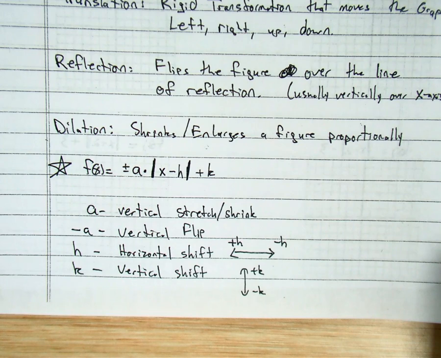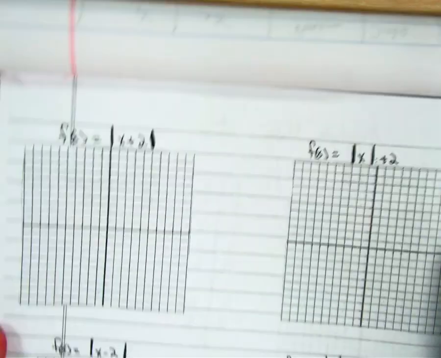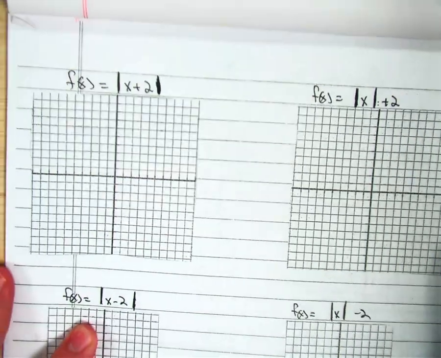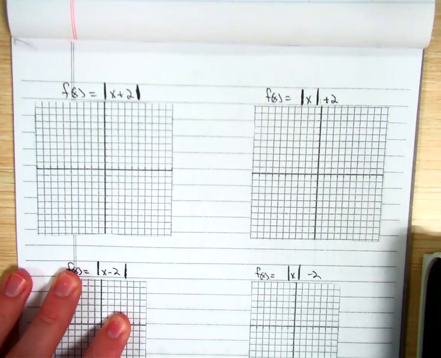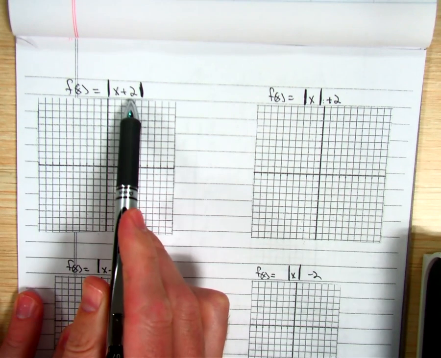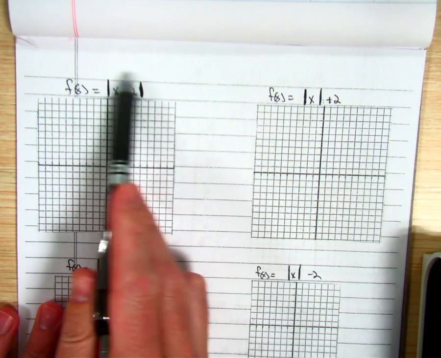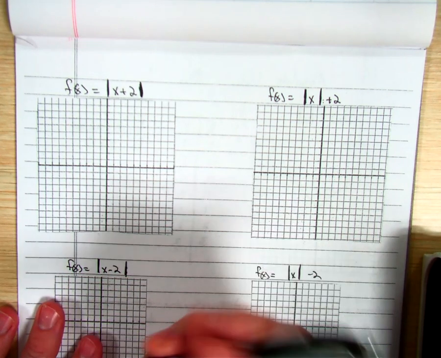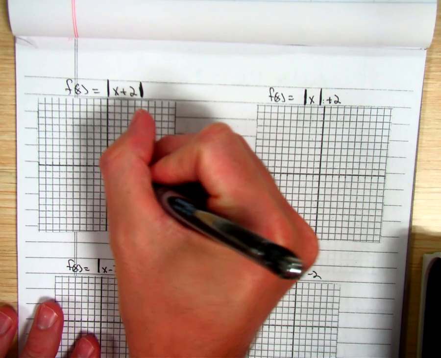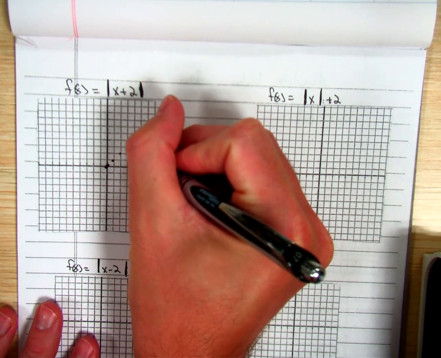Let's put that to use here. Flip it over. All right, our first one, we got absolute value of x plus 2, with the plus 2 being inside. So that is going to control side to side. Okay, just for the first one, I'm going to put the original in. You do not have to do this.